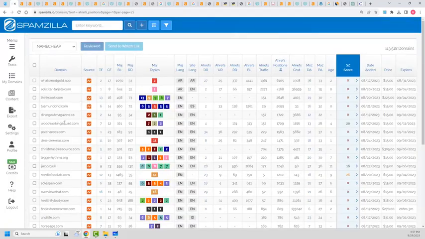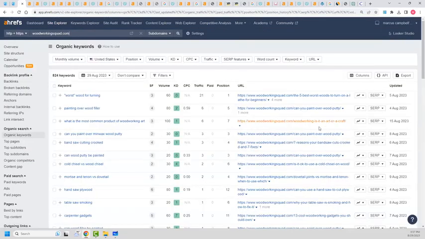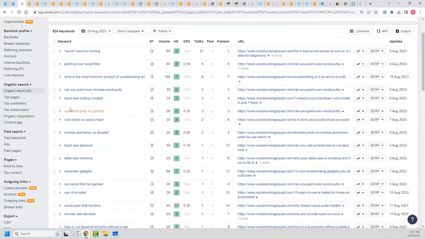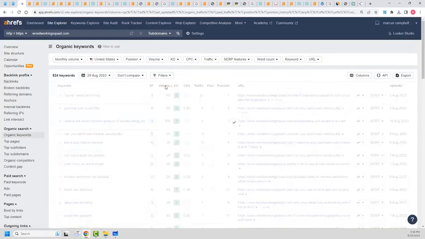So that's okay. Let's take a look at a couple others. Dining Out Magazine, woodworking. Okay, so Woodworking Squad. Everyone knows the old ClickBank woodworking offer, so I'm thinking, oh, it's got an offer. That's good. Wood for turning, painting over wood filler. What's the most common? So it is about that. Bandsaw cutting crooked. See, that's something I'd look up because every saw I own cuts crooked. And I know it's not because I'm terrible at woodworking. It's just the saw. It is the saw's fault. But when we look at this, it is on point for woodworking. Now, these are low volumes, but you know, it's okay.